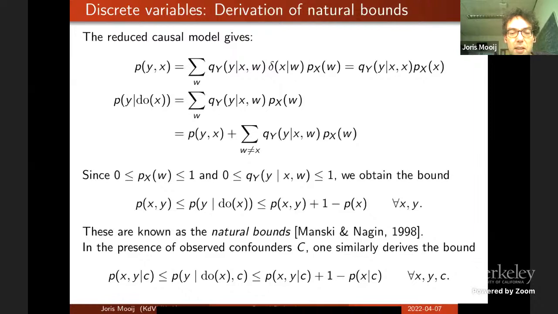Now in this remaining sum over the other values of w unequal to x, we can simply bound the factors that are there because they have to be between 0 and 1. And then we obtain the bound that is written there. These are known as the natural bounds by Manski and Nagin, 1998. So this is not new, but perhaps this is a nice derivation of these bounds. You can also do a similar derivation in the presence of observed confounders C.